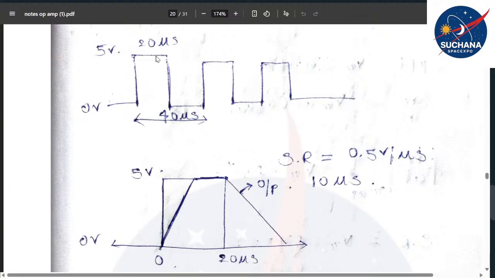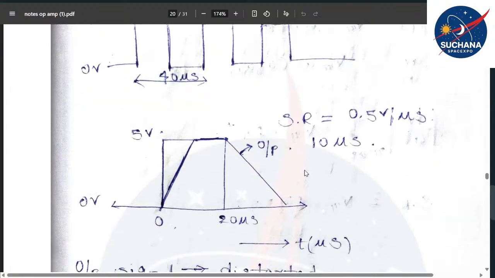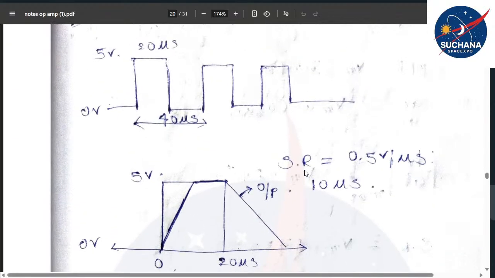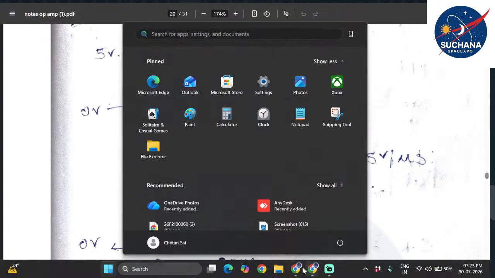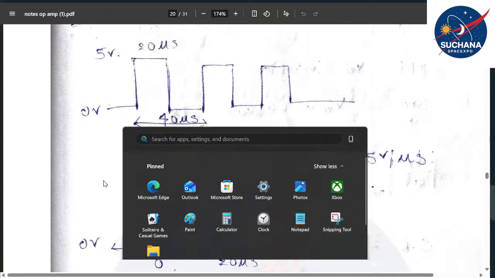And as long as the 5 volt stays in the high position, it will stay high, and again it will take 10 microseconds to reach 0 volt. So is this clear? That's how this waveform is obtained. Is it clear, everyone? Yes. Okay.